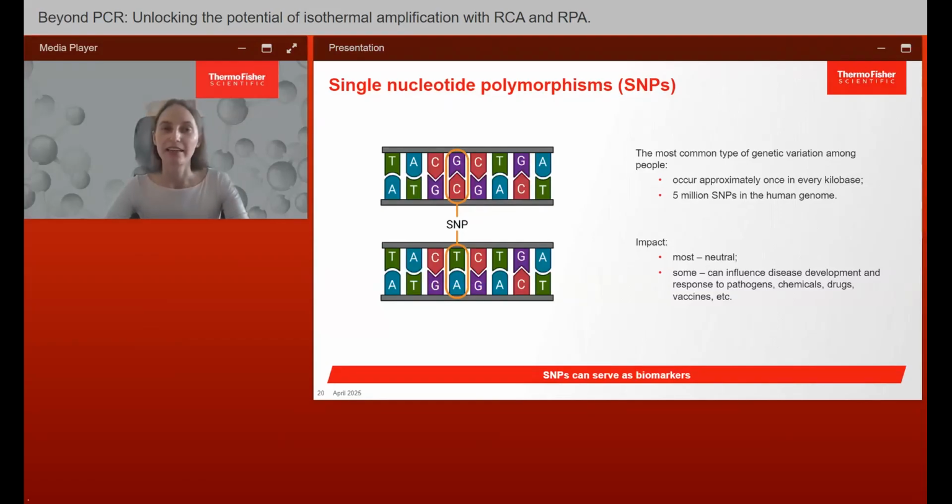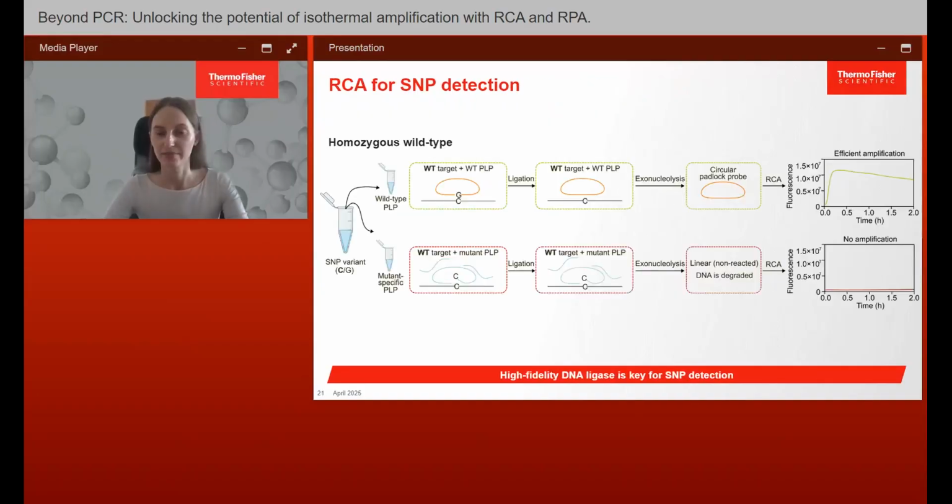Notably, they can be detected through a workflow which includes ligation followed by an RCA reaction. Here is how it works. We begin by designing 2 specific oligonucleotides called padlock probes, or PLPs. One is specific and complementary to the wild-type SNP allele, and the other to the mutant allele. The specificity of each padlock probe is defined by its 5' and 3' ends, which must be fully complementary to the SNP region of interest.